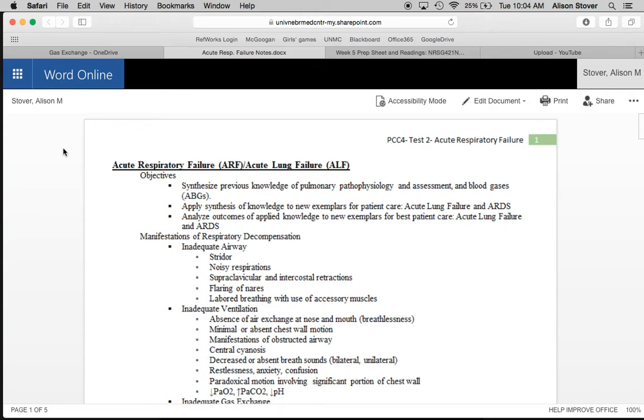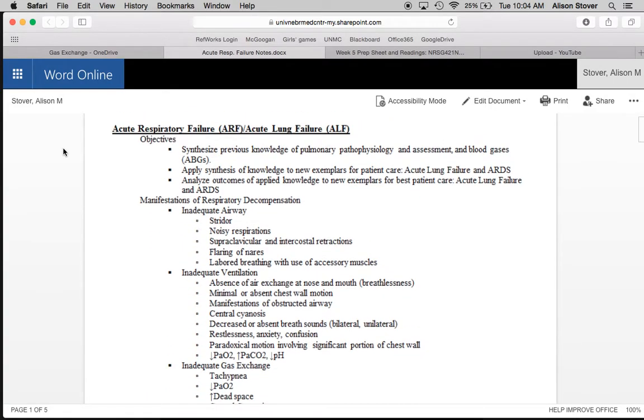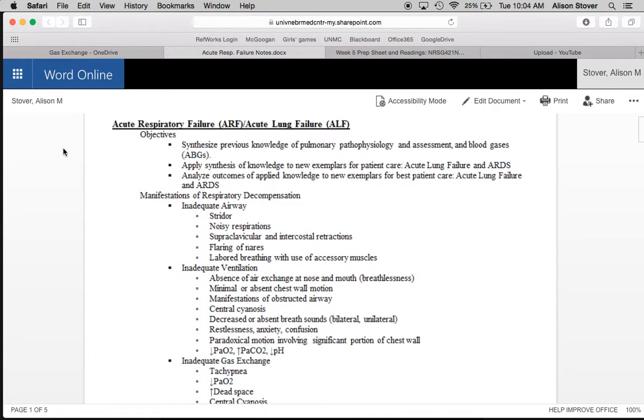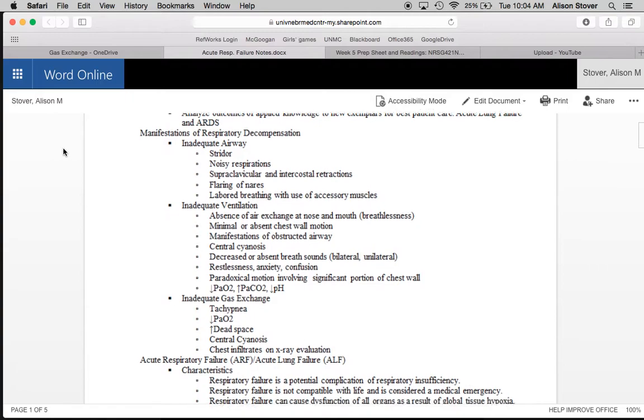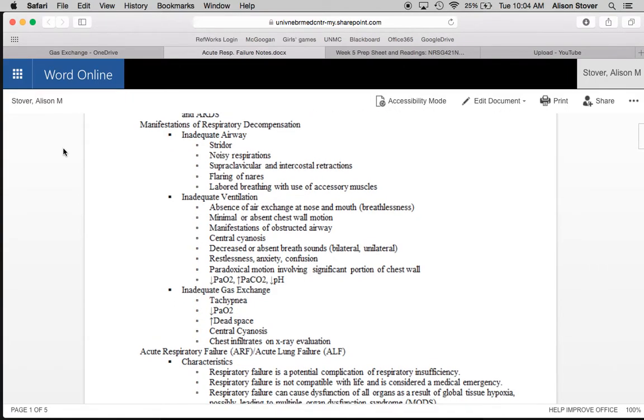Let's start with acute respiratory failure or acute lung failure. Objectives are taken strictly from the objectives listed in the course on Canvas. Clinical manifestations of respiratory decompensation. There really are three different categories: inadequate airway, inadequate ventilation, and inadequate gas exchange. And you may see different clinical manifestations or different signs and symptoms depending on what the problem is.